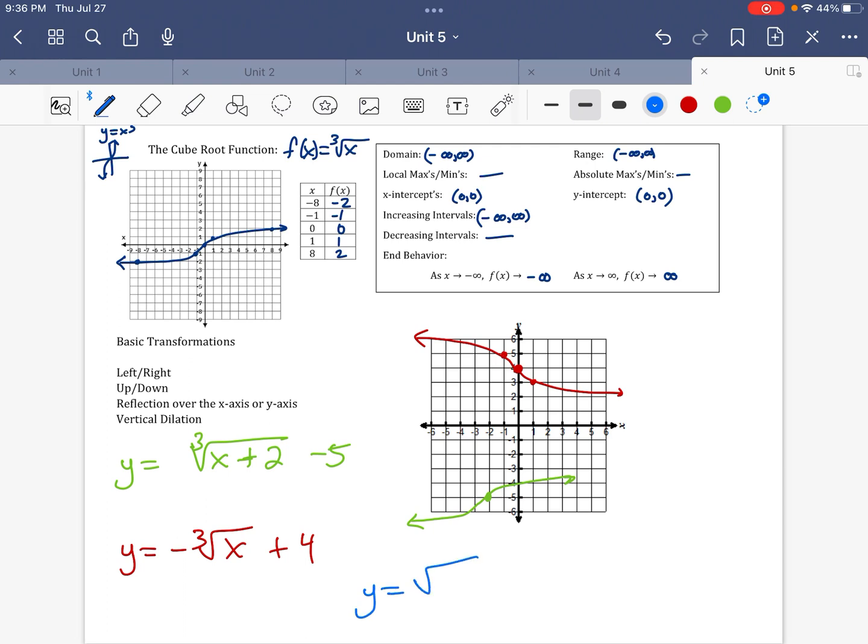All right, so how about cube root x minus 1 and plus 2. So right 1 up 2. And it's coming from the left and going up. Okay, and of course it can stretch and shrink and all that stuff too, but all the same motion.